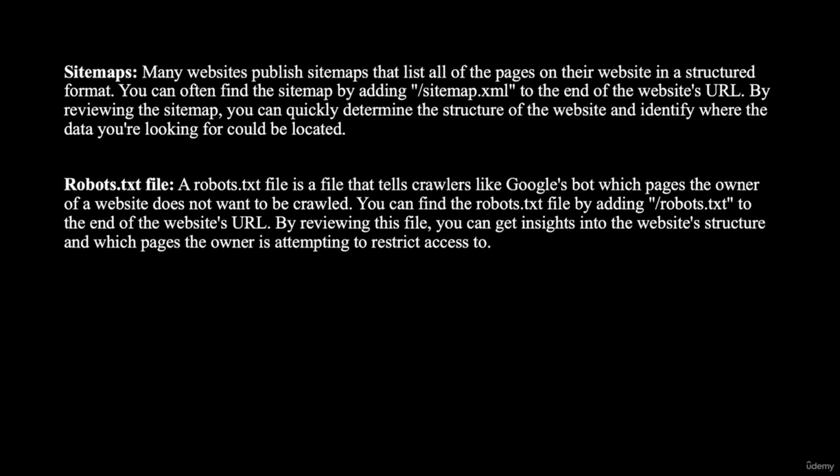Finally, you can also use a website's robots.txt file. A robots.txt file is a file that tells crawlers like Google's bot which pages the owner of a website does not want to be crawled. You can find the robots.txt file by adding robots.txt to the end of the website URL, just like sitemap.xml. By reviewing this file, you can get insights into the website structure and which pages the owner is attempting to restrict access to.